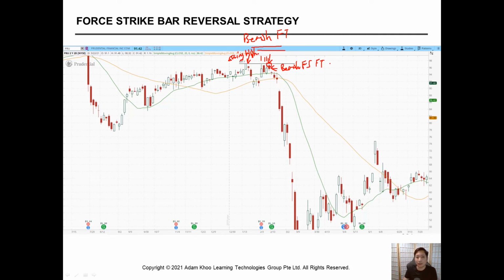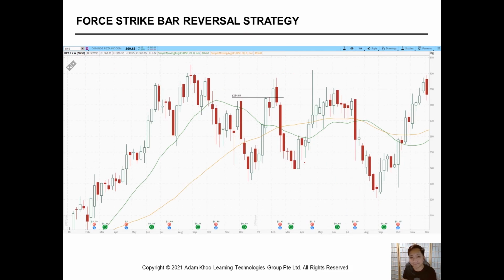Traders thought that price was going to go above the resistance level, so they went and bought, but immediately price action traded back down. And then what happened later on was very drastic. Those who had bought in would have panic sold, or those who had shorted would have made a massive gain in their positions. So this is an example of a bearish false top scenario for Prudential.